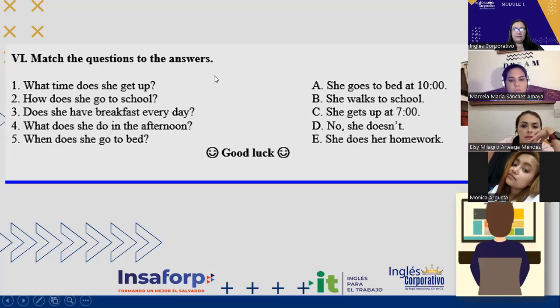Match the questions to the answers. What time does she get up? How does she go to school? Does she have breakfast every day? Aquí ya tenemos una yes, no question que ya hemos visto. What does she do in the afternoon? When does she go to bed?